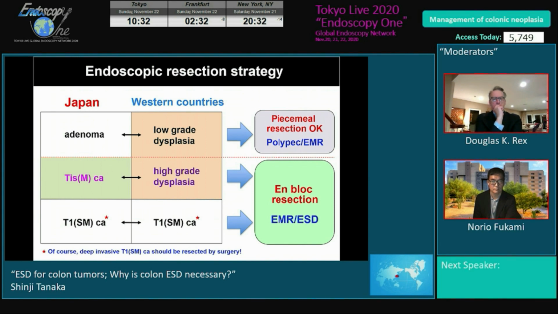Carcinoma or suspicious carcinoma should be resected by EMR or ESD, not by polypectomy, to get enough submucosal layer to judge the SM invasion. ESD should be selected for the lesion larger than 2 cm due to the limitation of the snare size.